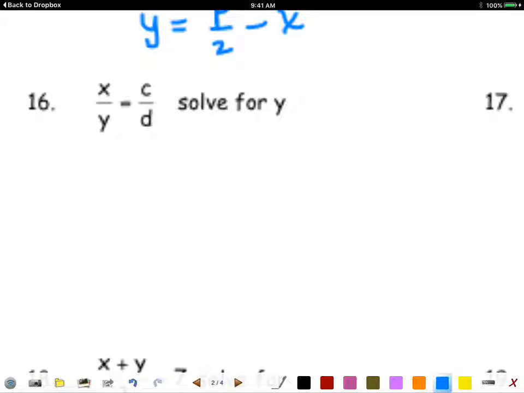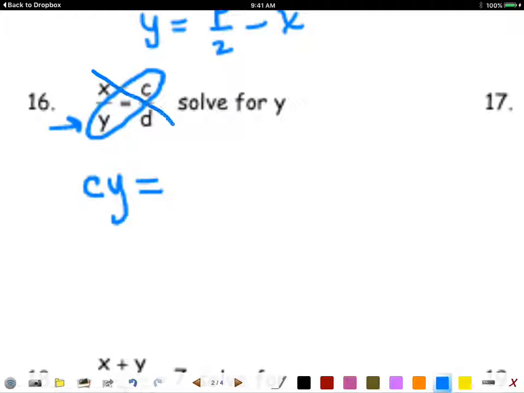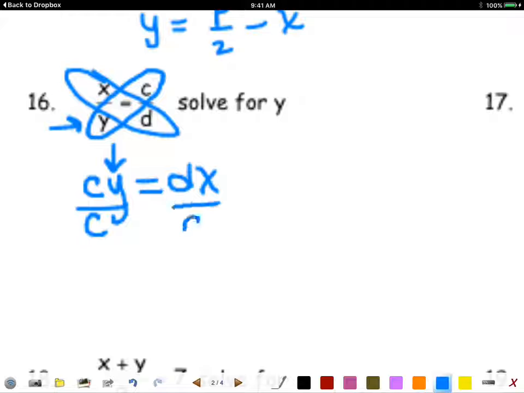Okay, so we can do this one easy now, right? We're going to do this by solving for y. So I'm going to start with this pair. Okay, y times c, cy, I always do alphabetical order, equals x times d, dx. Solving for y, I'm going to get rid of my c by division. So I have y equals dx divided by c, or d over c with x out to the side, doesn't matter.